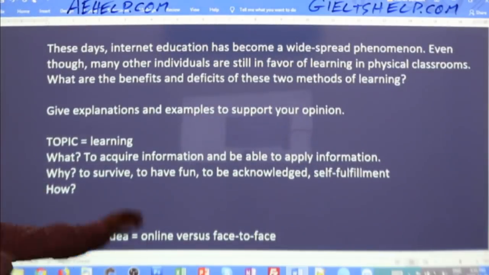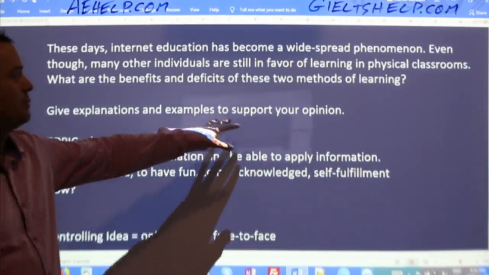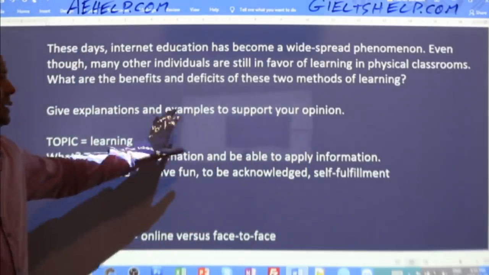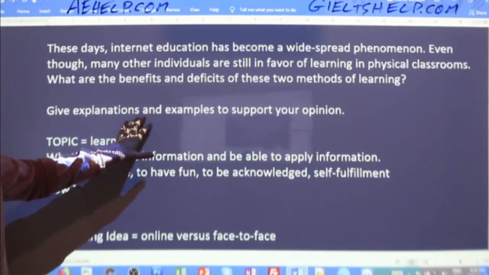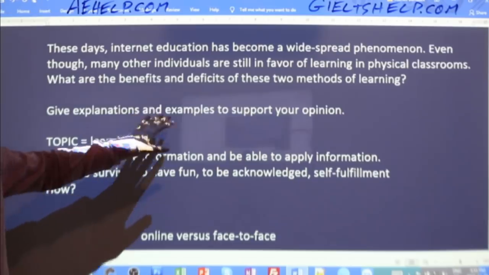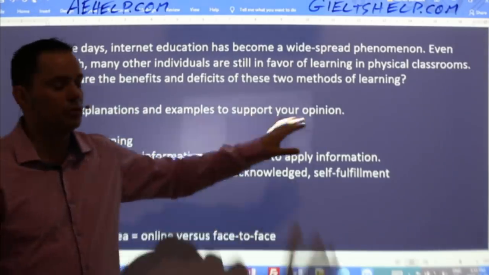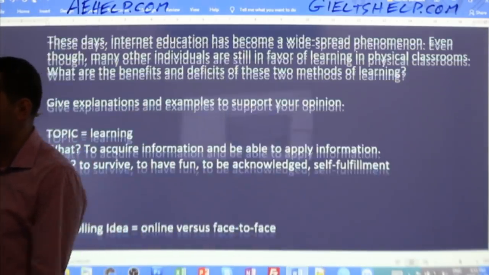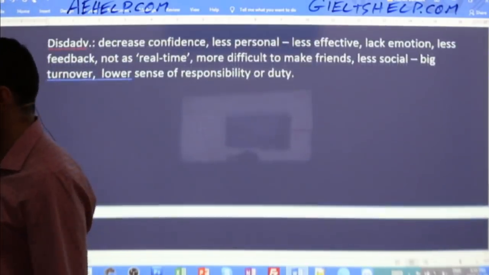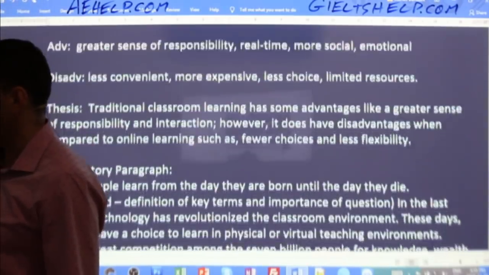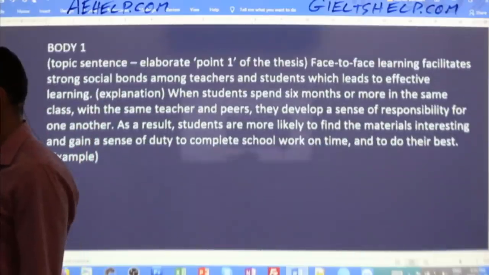So give explanations, examples to support your opinion. It's not asking for examples from your own knowledge or experience. So you can write this in third person, not using you or I. Okay, no second person, no first person.